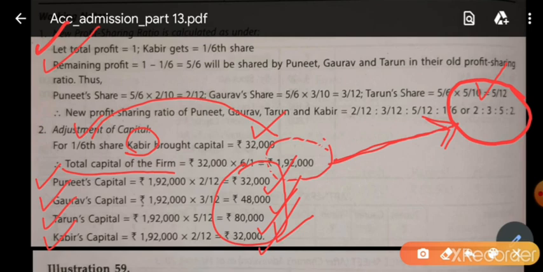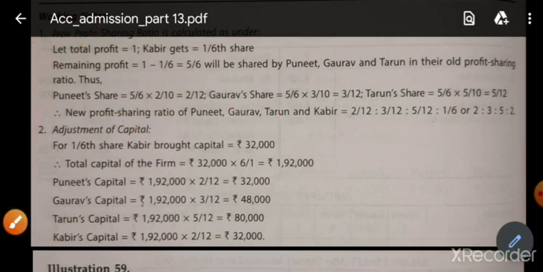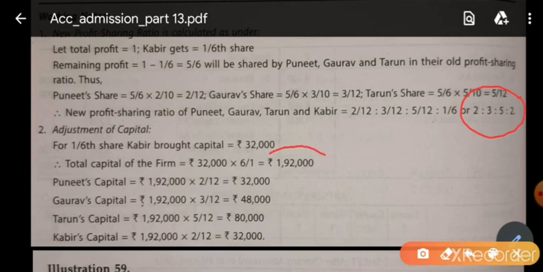So the question has asked that the capitals of the partners have to be adjusted in the new profit sharing ratio. The first step is to calculate the new ratio correctly. The second step is to calculate the total capital of the firm on the basis of the new partner's capital. So first we calculated the new ratio. Second we calculated the total capital. And how did we calculate? I am again repeating. New partner's capital and new partner's share. 32 is already equal to 1/6, so we don't have to calculate 1/6. Now we have to calculate 1. How to calculate 1? 32,000 multiplied by 6/1, the reciprocal of the new partner's share. It will give you 1,92,000 rupees.